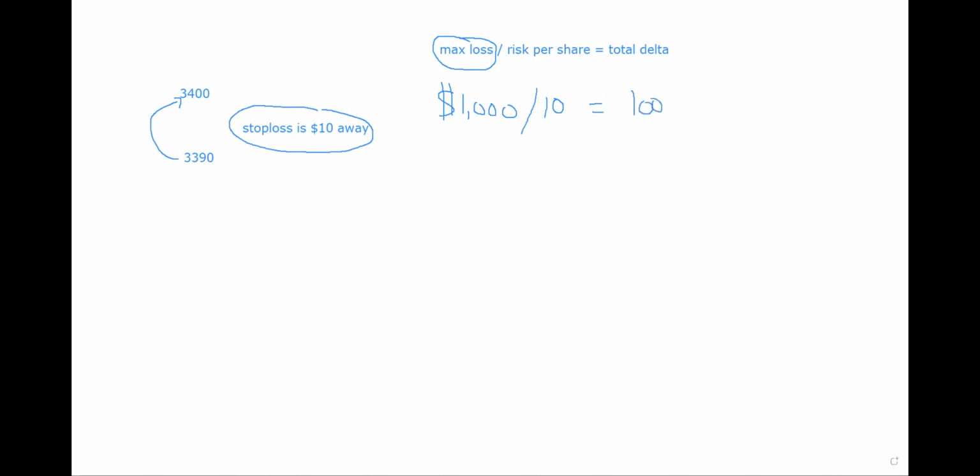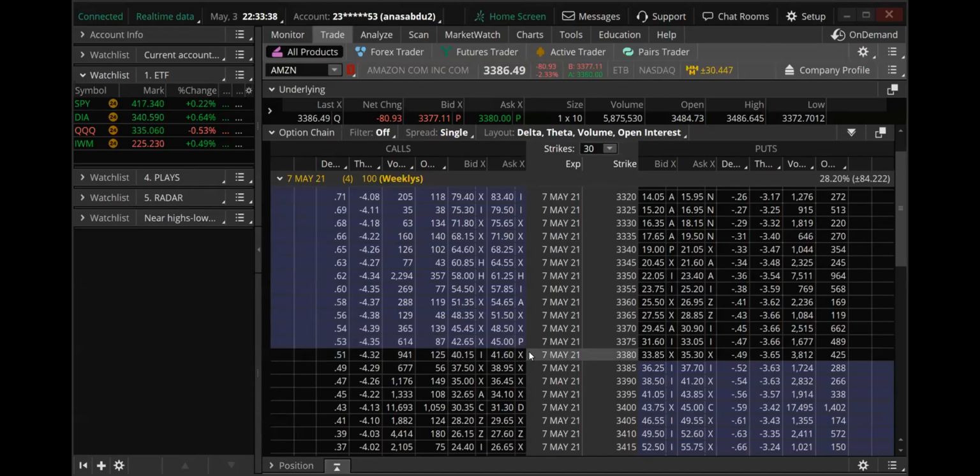Now, if we go back to the option chain, we see here that delta is 51. So when I say total delta, what that means is all of the contracts added up. So if I were to get 3 contracts, my total delta would be 51 times 3, which is 153, or 150 just to keep it simple. If I buy 10 contracts, my total delta would be 500 because 50 times 10.